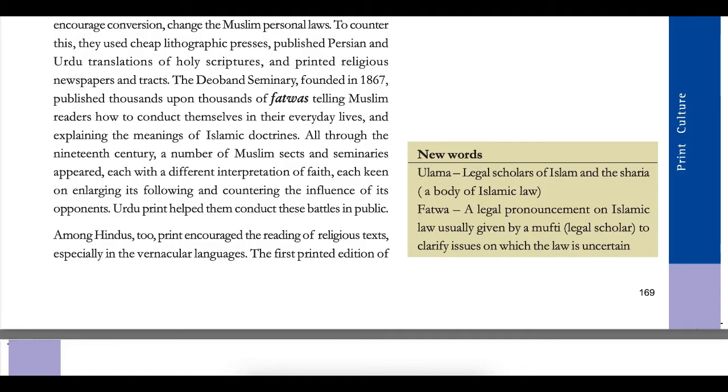New words: Ulama, legal scholars of Islam, and the Sharia, a body of Islamic law. Fatwa, a legal pronouncement on Islamic law usually given by a mufti to clarify issues on which the law is uncertain.